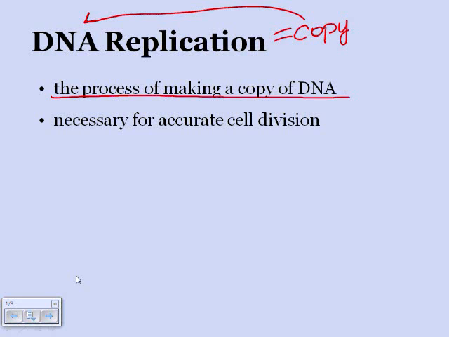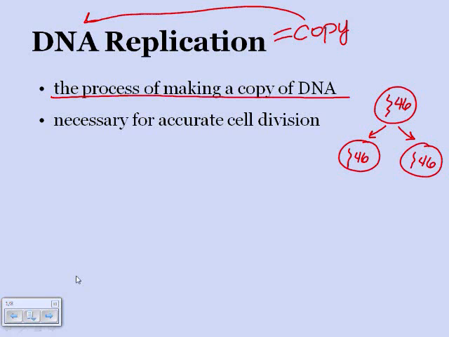And obviously, this is going to be necessary for proper cell division, because if what you have is 46 strands of DNA, when that cell divides, what you want are two cells with 46 strands of DNA. Those extra strands, 46 extra strands, aren't just appearing out of nowhere. They're going to be made through the process of DNA replication.